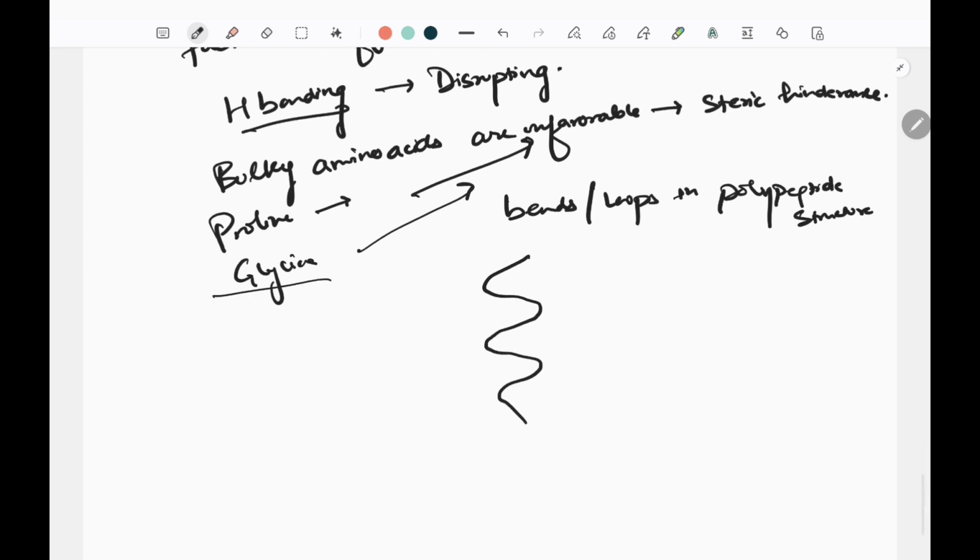So the bends or loops are a problem because, for example, if this is a rigid structure, and again it is a rigid structure because it is a rod-like structure, right? If we create a turn or loop like this, steric hindrance is going to happen between this amino acid and these amino acids. So glycine is also not favorable because it again brings back all of this steric hindrance towards the main alpha helix chain.